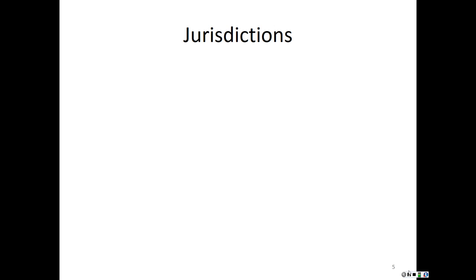definitions for jurisdiction. The first definition of jurisdiction is the type of law that the court has the authority to hear. Do they have the authority to hear civil law cases? Do they have the authority to hear criminal law cases? Or some courts, they have the authority, they have the jurisdiction to hear both civil and criminal cases.